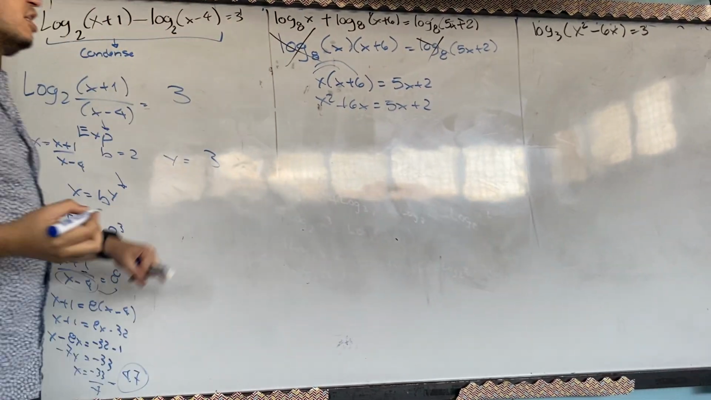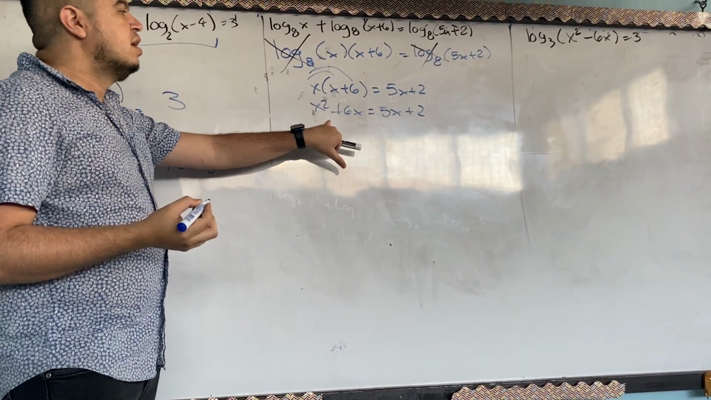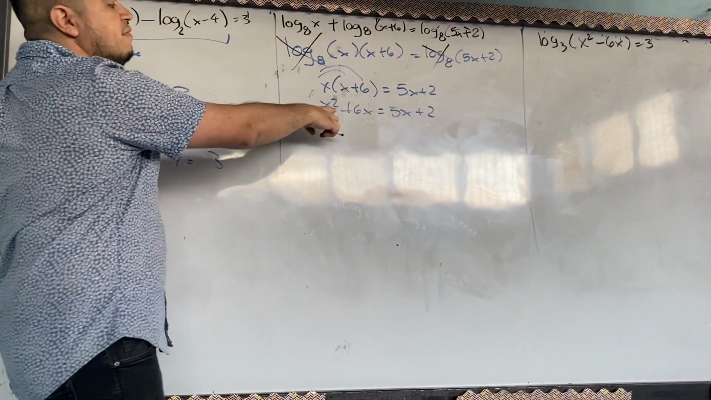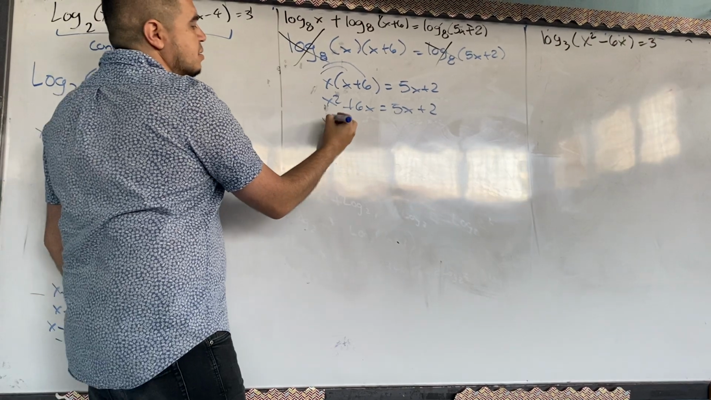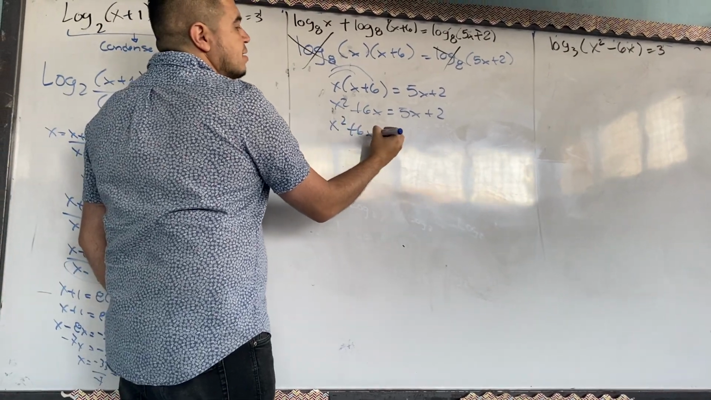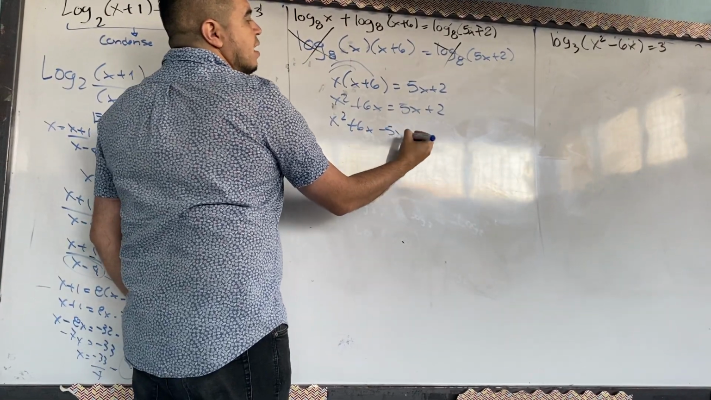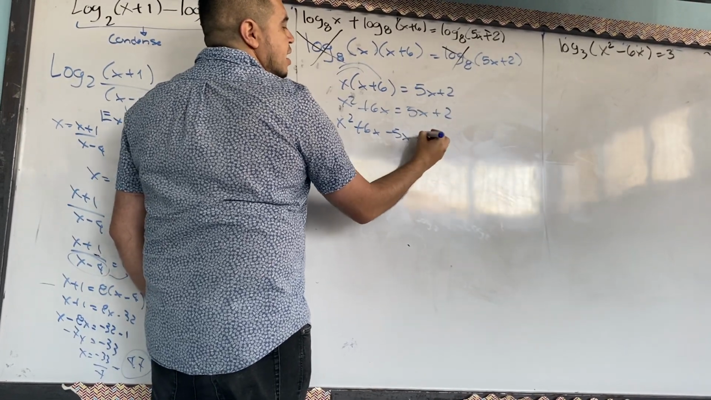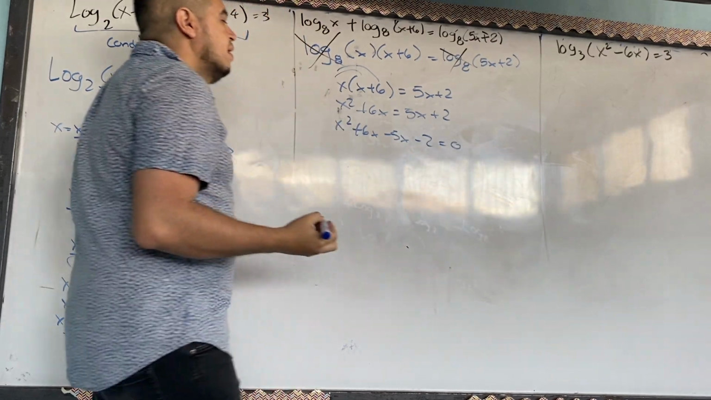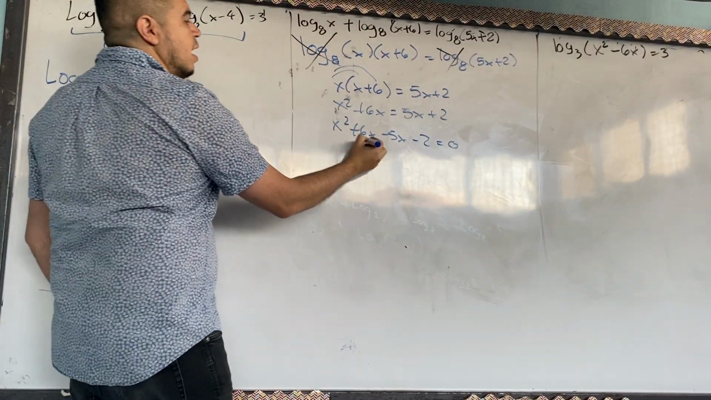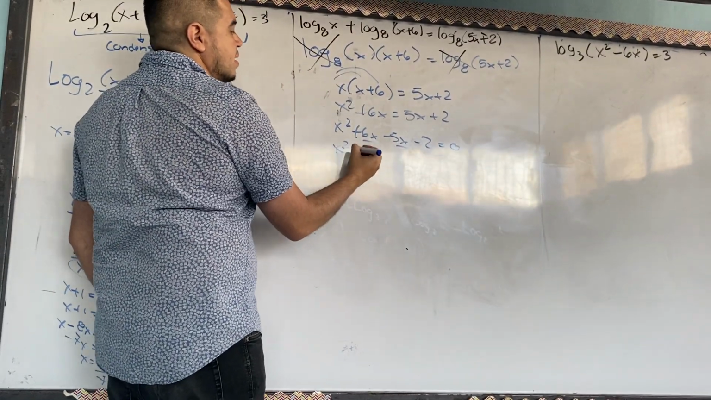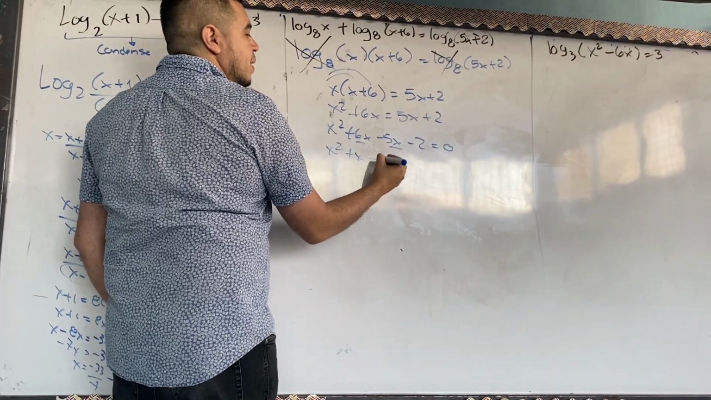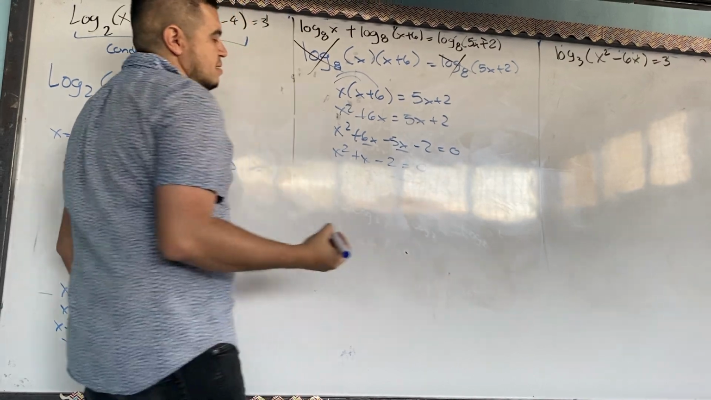Now this is a quadratic equation, right? So when you have a quadratic equation, send everything to the same side because we have the x squared. So x squared plus 6x minus 5x minus 2 is equal to 0. Now these two are possible to simplify. It's x squared plus x minus 2 is equal to 0, right?